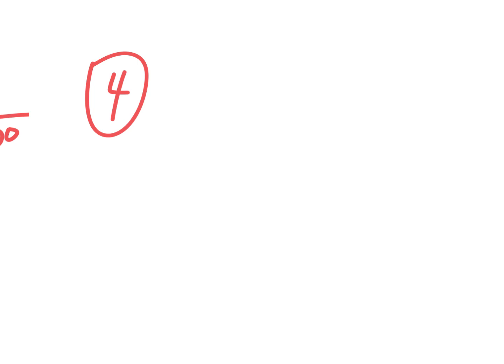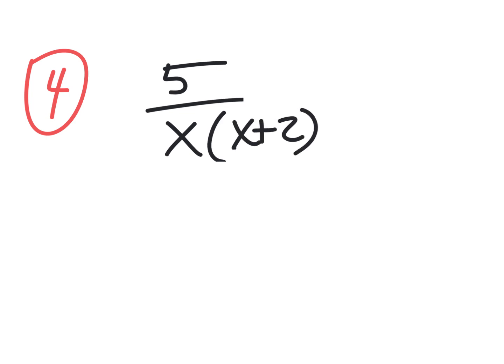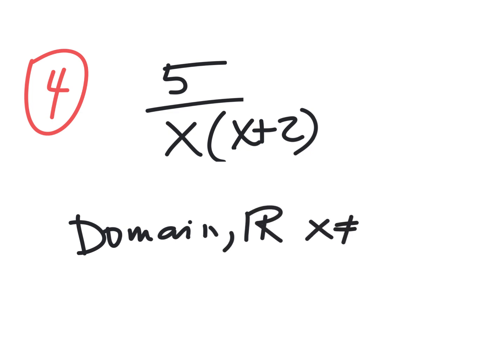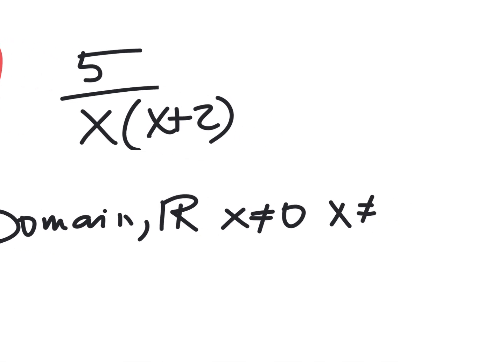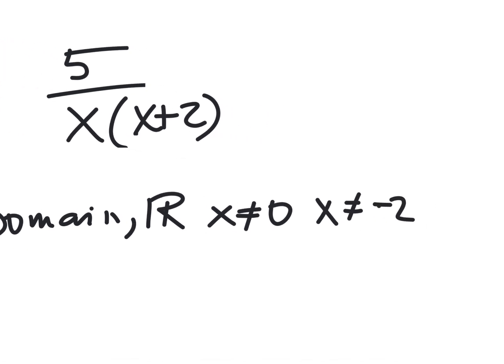Frank, would you read me number 4, please? Lies over x times x plus 2. All right. They probably want the domain again. You always start with all reals, except x cannot be 0, and x cannot be -2. Good. Because neither one of those were holes.